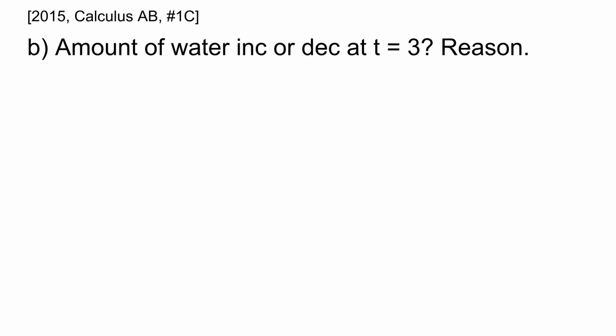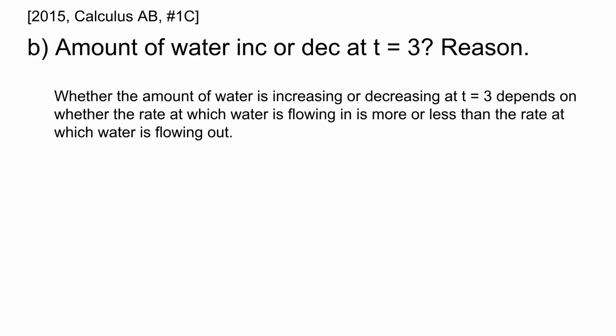In part B of the question, we are asked whether the amount of rainwater in the pipe is increasing or decreasing at time t equals 3 hours and to provide a reason. Whether the amount of water is increasing or decreasing at t equals 3 hours depends on whether the rate at which water is flowing in is more or less than the rate at which water is flowing out. We can evaluate both rates using our calculator and compare the values.